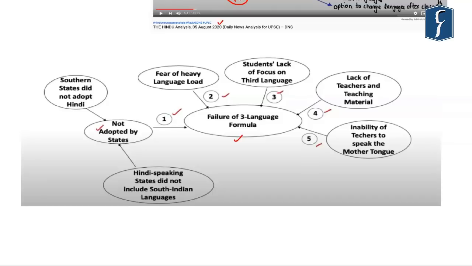respect to the three-language formula. Hence, we would not be covering this particular article once again. The link to this particular DNS video has been provided in the description box below for your reference.